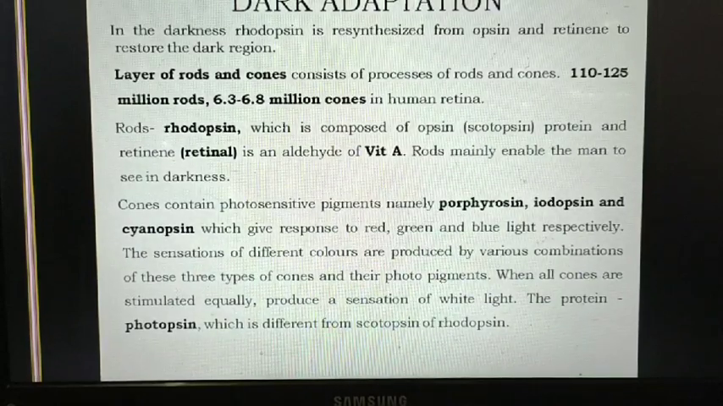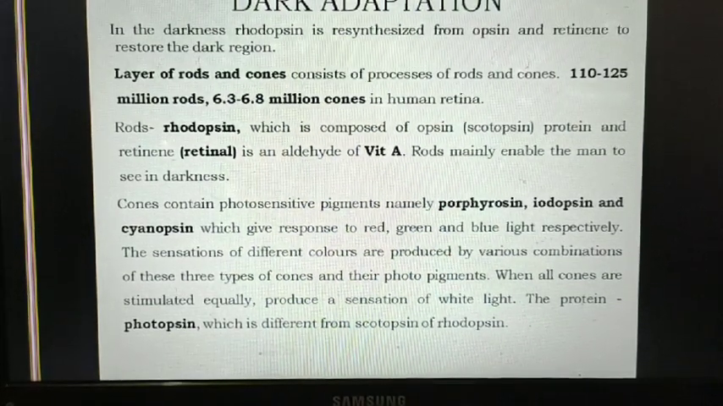Dark adaptation. Bleaching of the rhodopsin by bright light cannot stimulate rods. Rhodopsin is quickly reconstituted when the intensity of light is decreased and with an adequate supply of vitamin A. So in the darkness, rhodopsin is resynthesized from the opsin and retinal to restore the dark vision, which is known as dark adaptation.